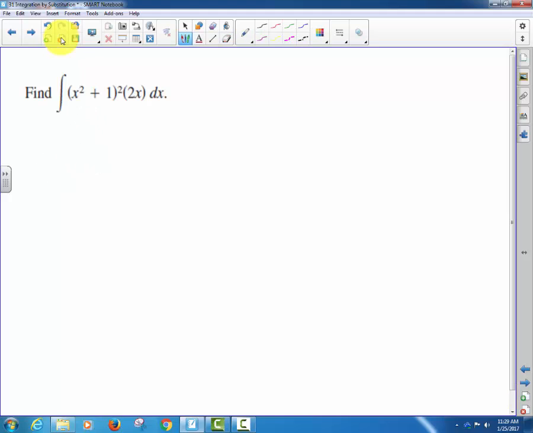So, find the integral of (x squared plus 1) squared times 2x. Now remember, I talked about from the very beginning, we don't have a product rule. So, the only way we can do this without substitution is to FOIL it out. We could FOIL this out and then multiply through by 2x and then integrate all of that. A lot of algebra involved in that. We're going to do that differently now, okay?